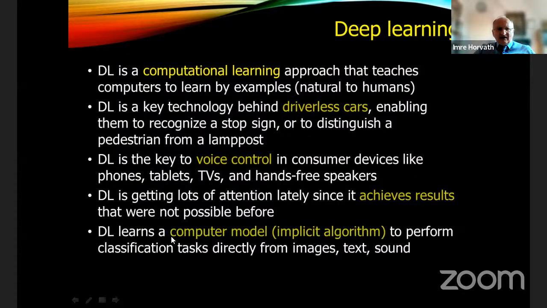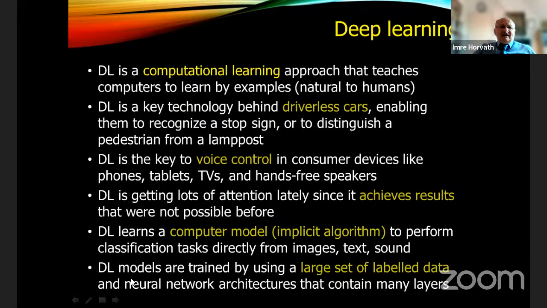Deep learning learns a computational model, which is actually an implicit problem-solving algorithm to perform classification tasks directly from images, text, and sound. Deep learning models are trained by using a large set of labeled data. The data are typically labeled by the algorithm itself, and the neural network architecture contains many layers.